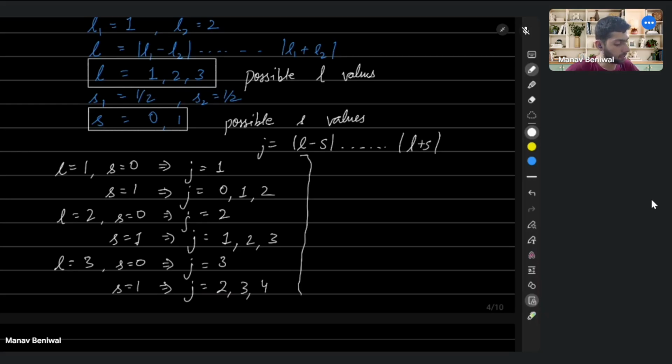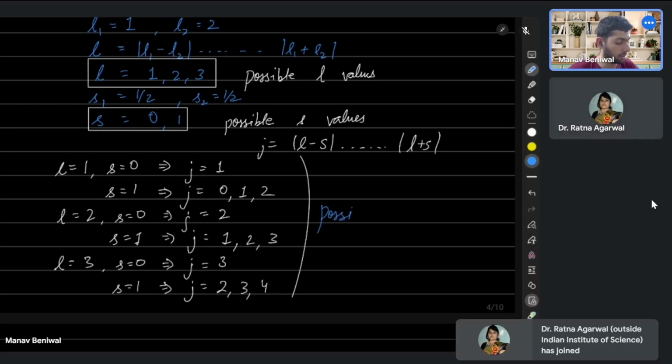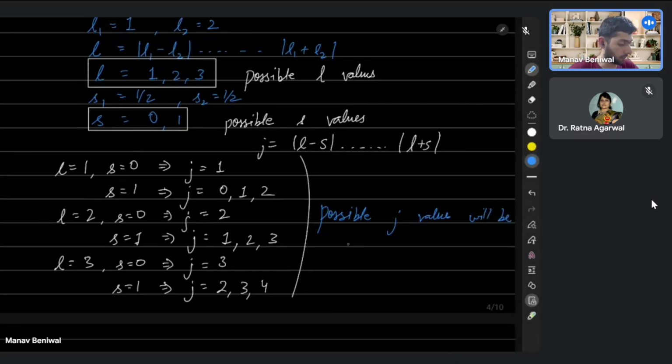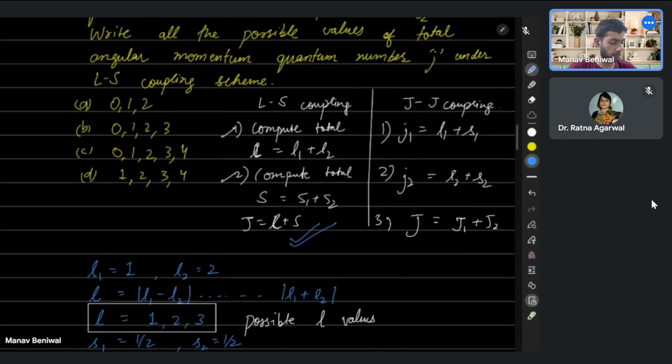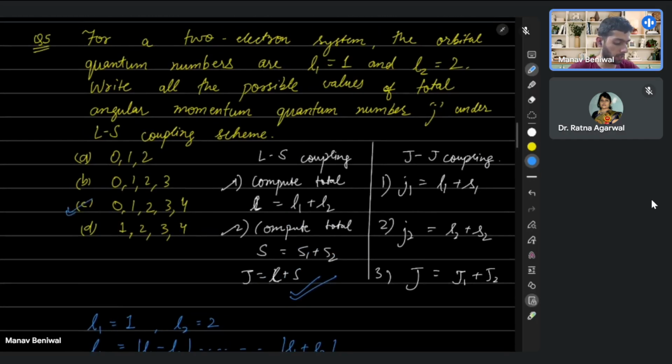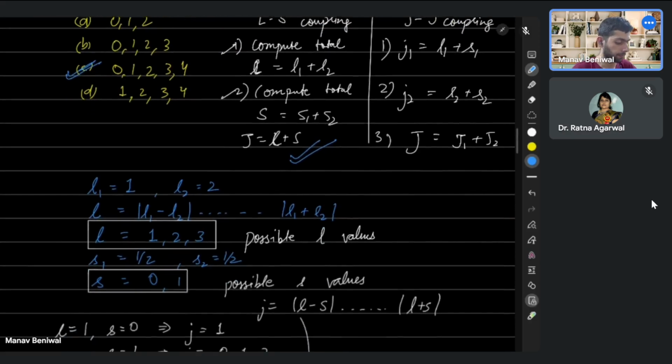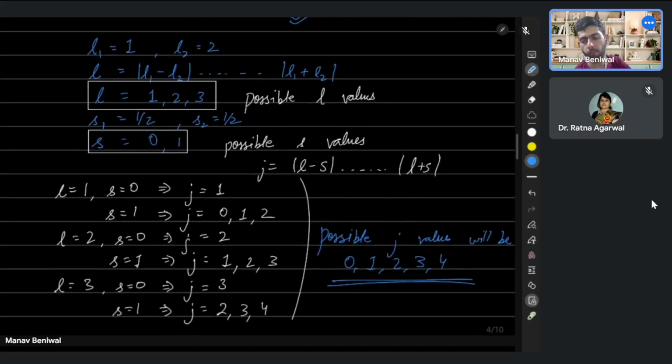So from this, the possible J values will be 0, 1, 2, 3, 4. These are the possible J values, which matches with option C. Any doubts in this one?